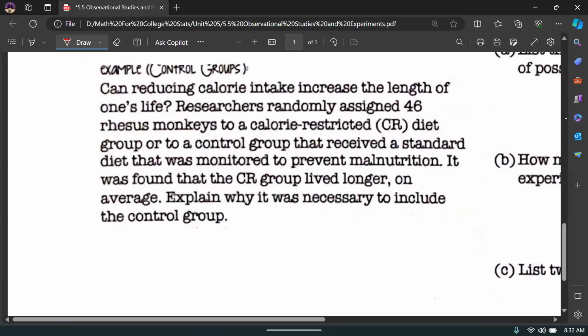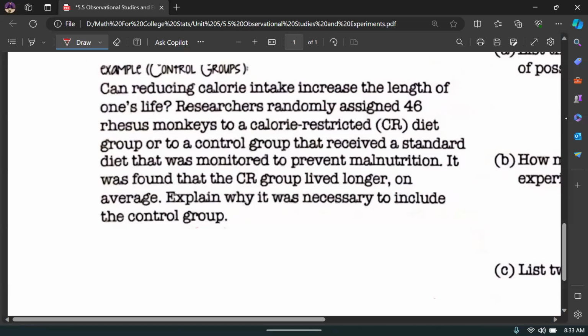Well, let's put it this way. Let's just make something up: the calorie restricted monkeys lived for 30 years. Now, you don't know if that's good or bad because you need to know how long they would live anyways, right? So if I was able to say, well, the calorie restricted diet monkeys lived for 30 years, but the ones with a standard diet lived for 25, then you know that the calorie restricted diet was an improvement. So you see, we have to have something to compare to, right?